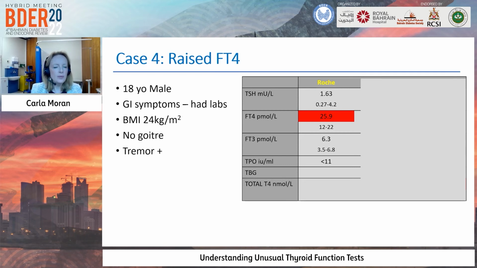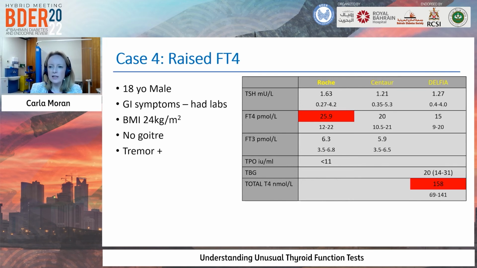So I'd like to show you an example of that. This is my fourth case, an 18-year-old man. He had some diarrhea, so he had laboratory tests performed. He had no goiter, he was of normal weight, but he had a tremor. And so here you see again, the free T4 level is elevated in Roche with a normal TSH, normal T3. TPO antibodies had been checked and they were negative. So the first thing to think is assay interference. So he had T4 measured by other assays and they were normal. And he had a total T4 measured and this was elevated.